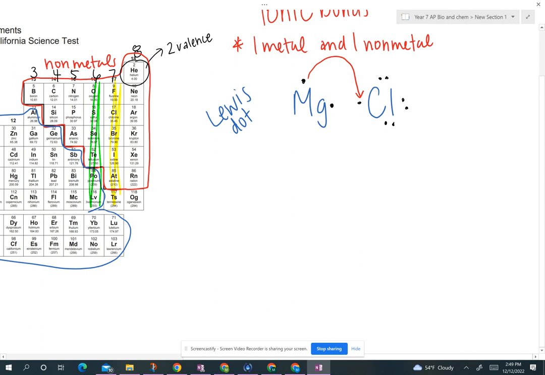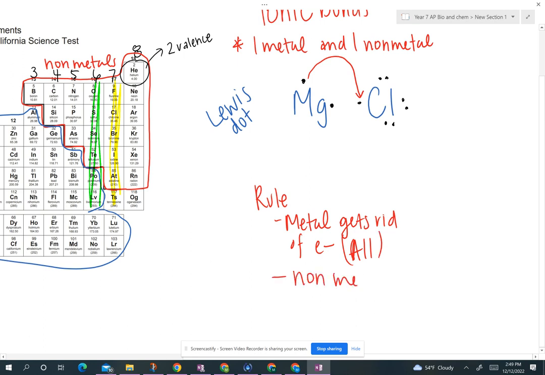And I have to remember that I have 2 rules. My first rule is that my metal needs to get rid of all electrons. And my non-metal, we're going to get to 8 valence. So, I'll see on here that my chlorine now has 8. It can't take any more.